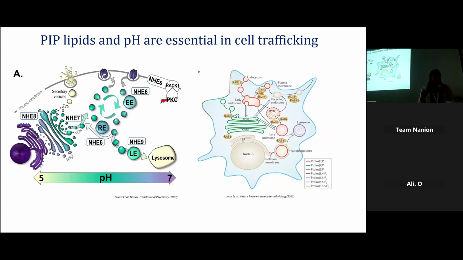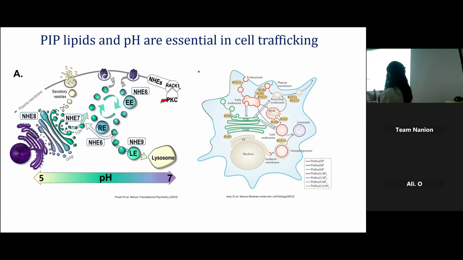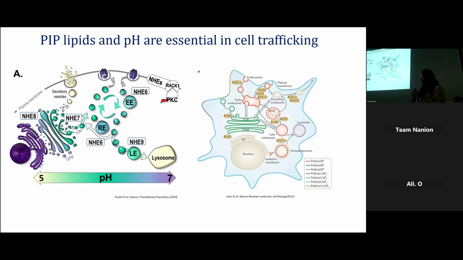Further, we went on to check the localization of NHE9. NHE9 is primarily localized in late endosomes, and if you see the expression of PIPs in the endosomal pathway, you could see that PI(3,5)P2 is prominently found in late endosomes. So that also confirmed that the lipid that is bound to the structure is PI(3,5)P2.